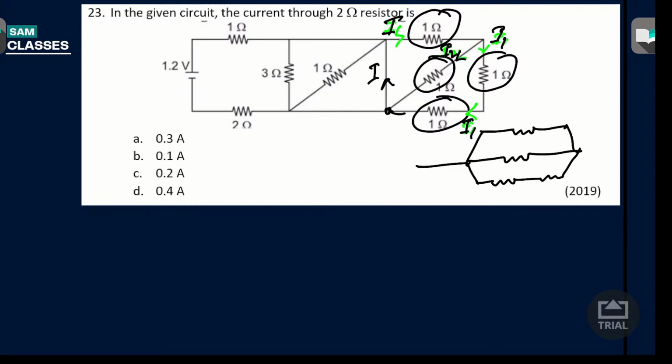So what you see, these two are in series. So one series, this in parallel, this in parallel, correct? Everybody understood this part of the circuit, yes or no?